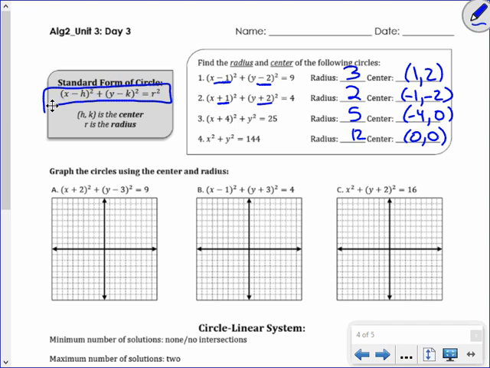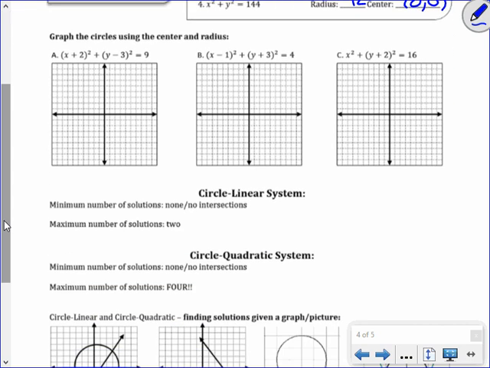Alright, so now let's take that one step further. Let's do the exact same thing for these problems. We're still going to find the center and the radius, and we're actually going to graph them. Okay? So when I ask you to graph a circle, you need to know the center and you need to know the radius. You need those two things in order to graph it.